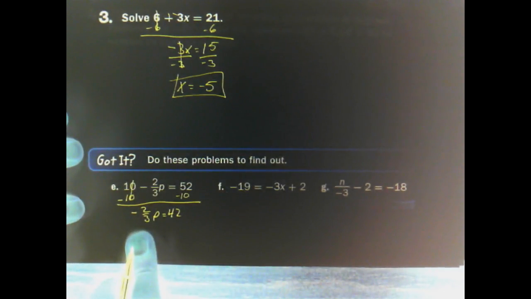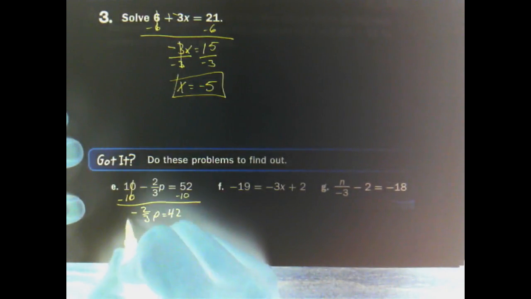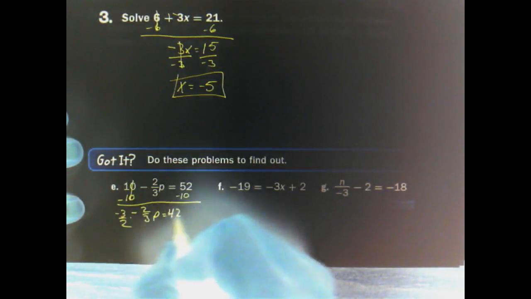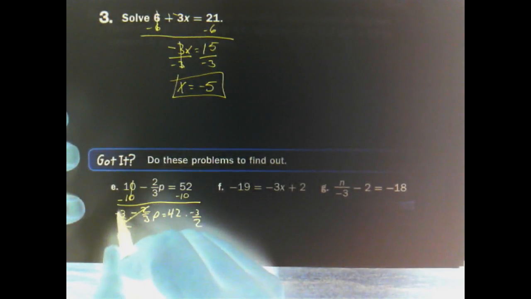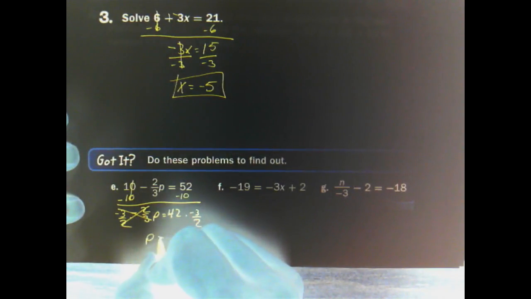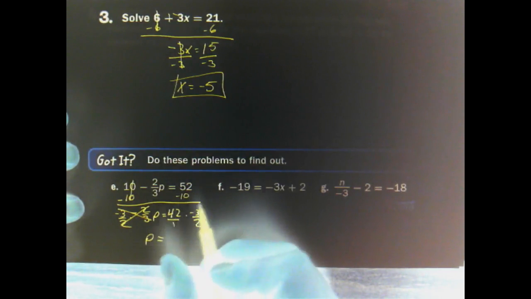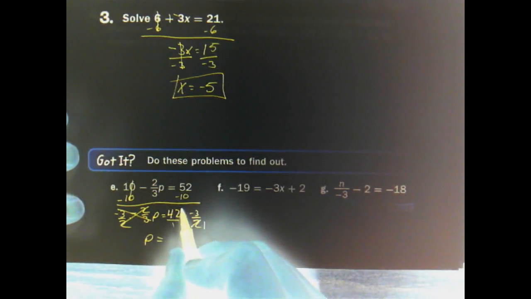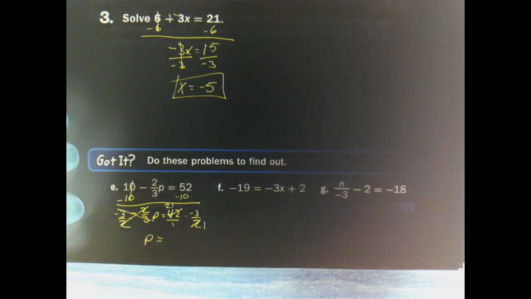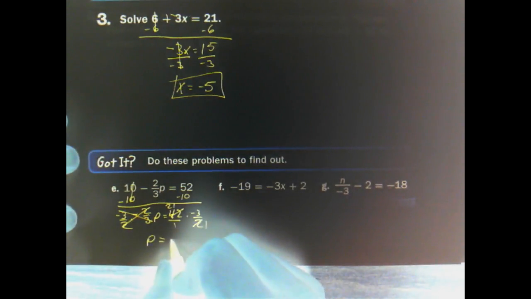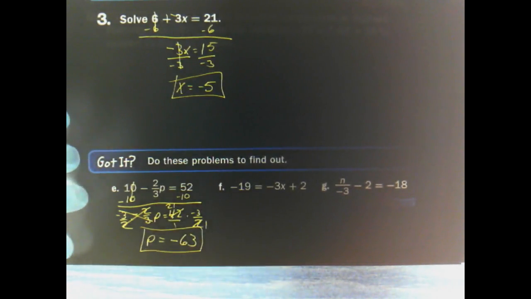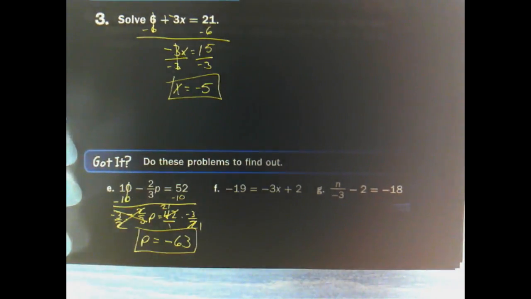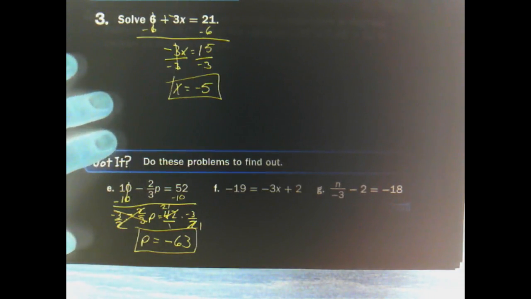The reciprocal of a negative 2/3 is a negative 3/2. I multiply by that on both sides. Cancel, cancel. P is equal to, on this side, if I can cross reduce, this 2 turns to a 1. 42 divided by 2 is 21. 21 times a negative 3, negative 63. And again, if you'd like to check your answer, plug it back into the original equation and simplify.